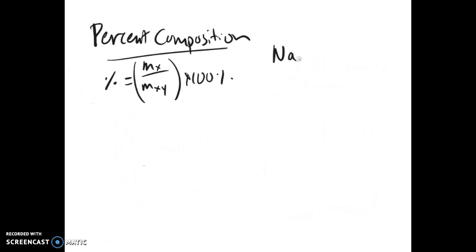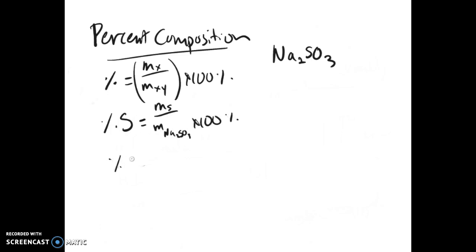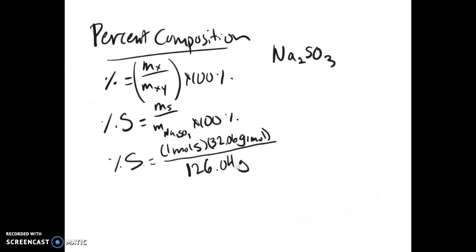Now let's do an example with, say, sodium sulfite. If we're trying to find the percent of sulfur in sodium sulfite, you would take the mass of sulfur over the mass of the entire compound times 100%. So you have 1 mole of sulfur times its molar mass divided by the molar mass I already have calculated, times 100%. Basically, you're assuming 1 mole of the substance, which is why you don't have the grams per mole, which means the percent of sulfur is 25.44%.